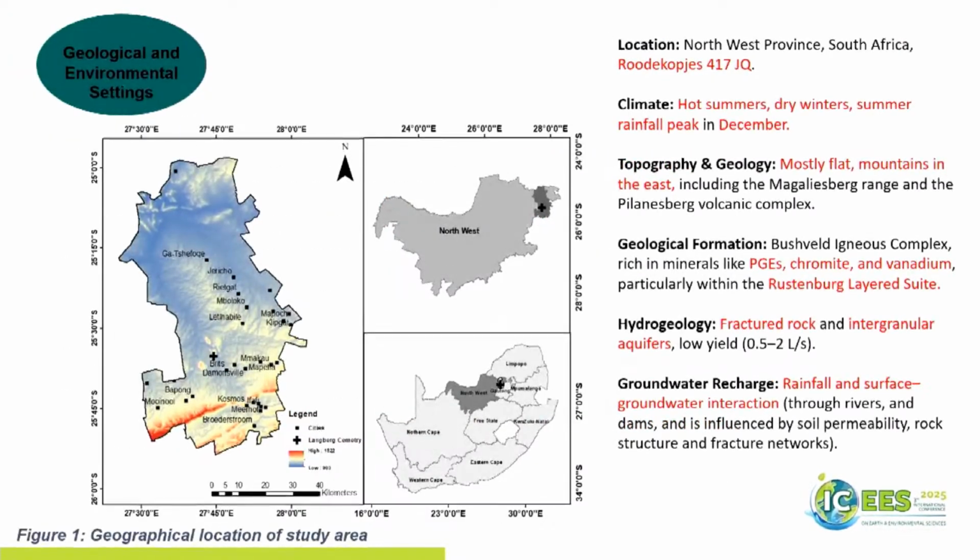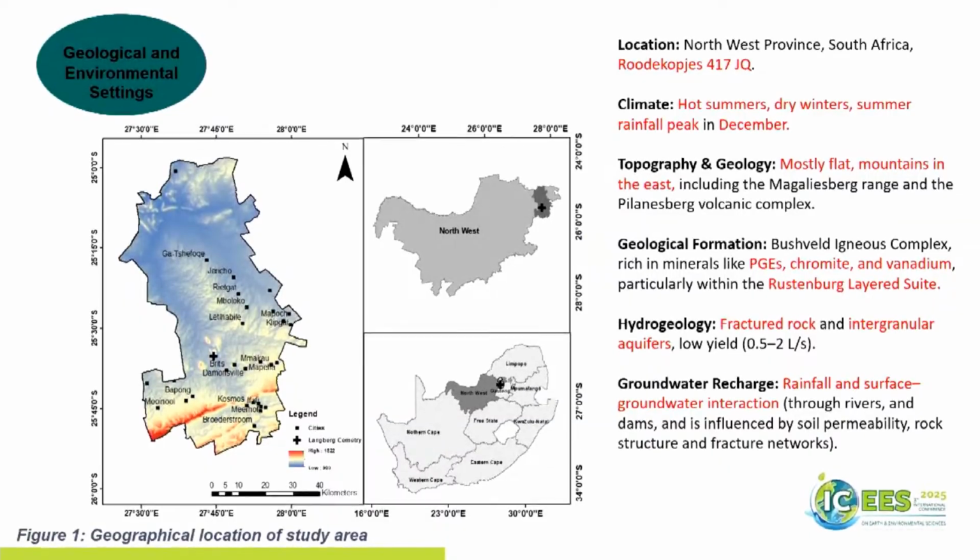This is our study area. It is located in the Northwest Province. You can see there. The climate in that area is mostly hot summers and dry winters, with rainfall peaking most especially in December. The topography in that area is mostly flat, and there are mountains, normally in the east.